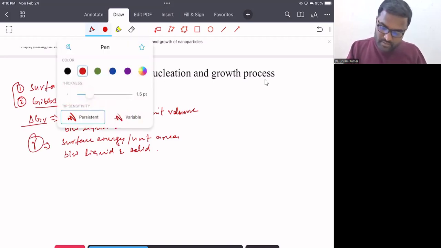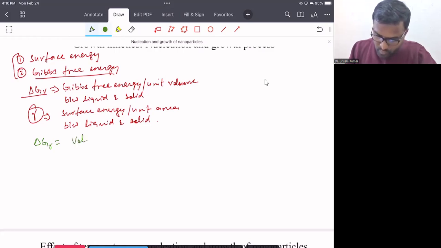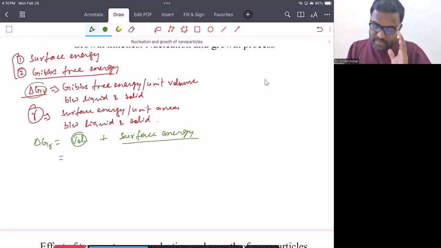So let me write the overall total energy. We have a contribution from the volume energy plus the surface energy, right? So we have the volume energy and the surface energy. We can write this per unit volume. And if we just consider a spherical particle, what happens?